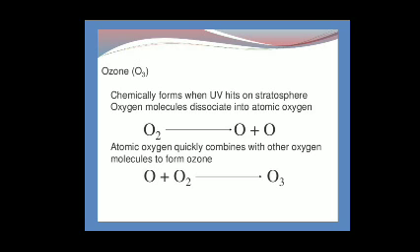Once again, recheck. Ozone chemically forms when UV hits the stratosphere. The oxygen molecule is dissociated into oxygen atoms: O2 gives O plus O. Atomic oxygen quickly combines with another oxygen molecule to form ozone. O plus O2 gives O3.